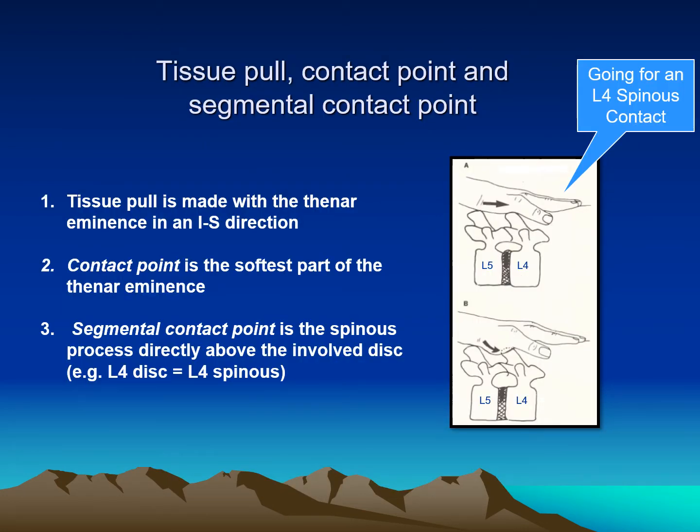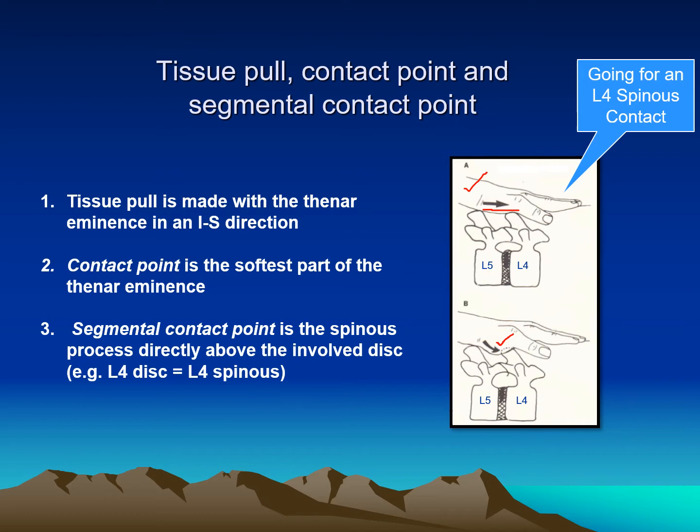Tissue pull is always made in an I to S direction. As you can see in this example here, the practitioner is sliding in an I to S direction off of the L5 spinous process and nuzzling up under the L4 spinous process. The contact point on the doctor's hand is the softest part of the thenar eminence, which is demonstrated over here.